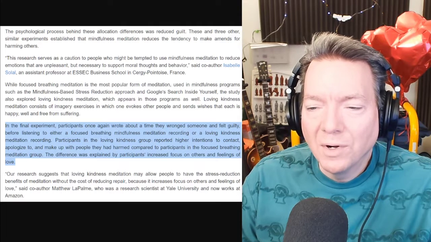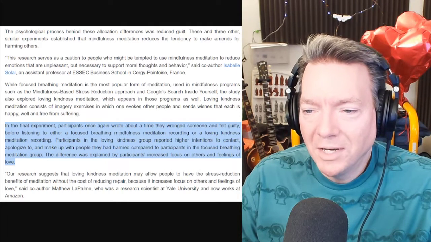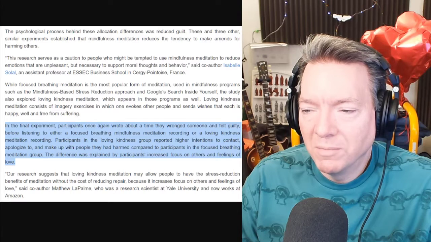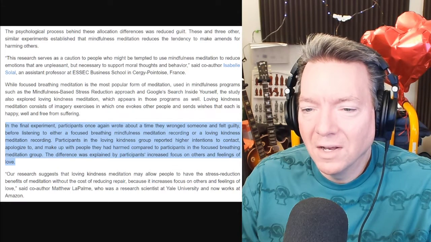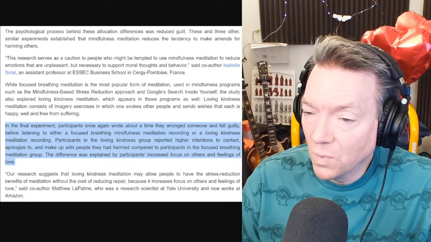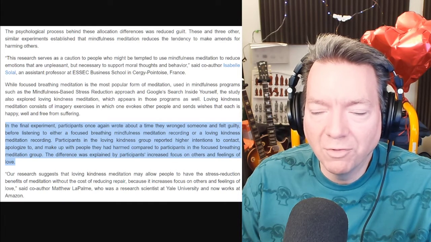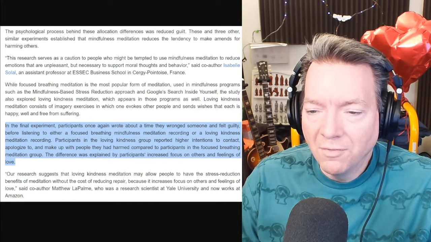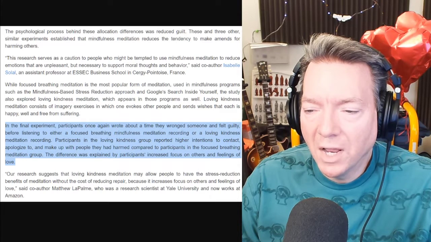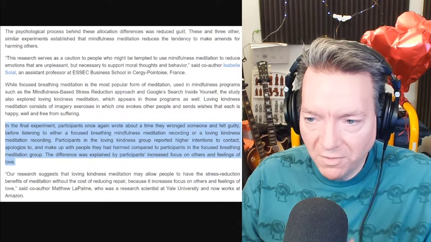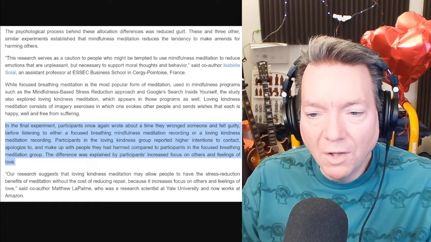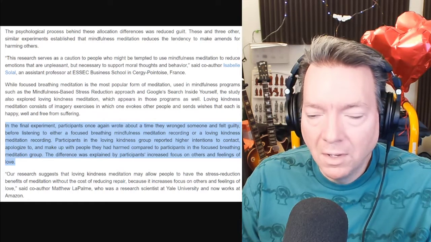The study also explored loving kindness meditation, which appears in those programs as well. Loving kindness meditation consists of imagery exercises in which one evokes other people and sends wishes that each is happy, well, and free from suffering. In the final experiment, participants once again wrote about a time they wronged someone and felt guilty, before listening to either a focused breathing mindfulness meditation or a loving kindness meditation recording.